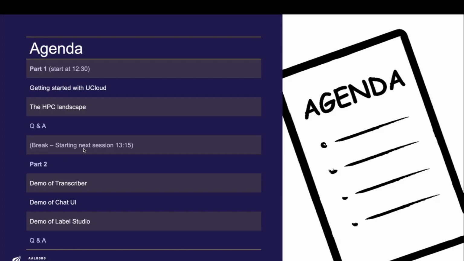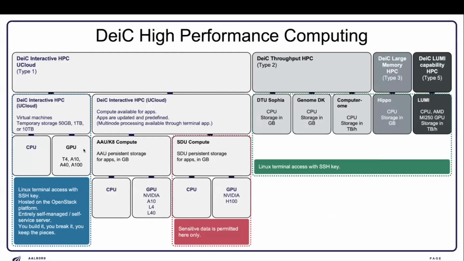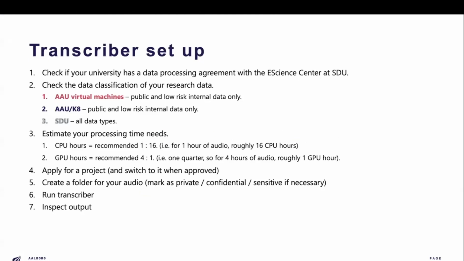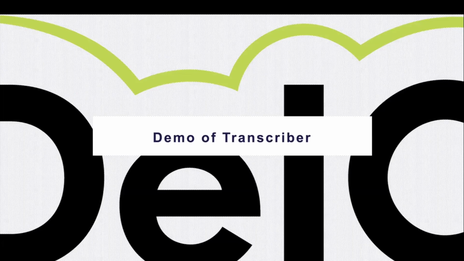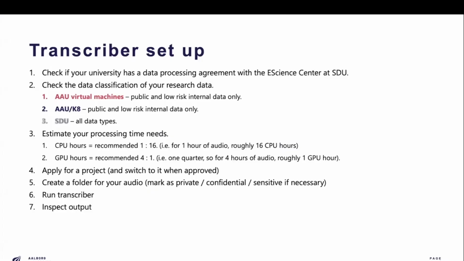We've had a basic introduction to UCloud and a quick introduction to what some of the resources are. The next stage of the presentation is the demos of the two applications, Transcriber and Chat UI, and then Federico will take over for a demo of the Label Studio application. First of all, Transcriber is an automatic transcription application that runs on any audio that you upload to the platform and input into the app that's available.